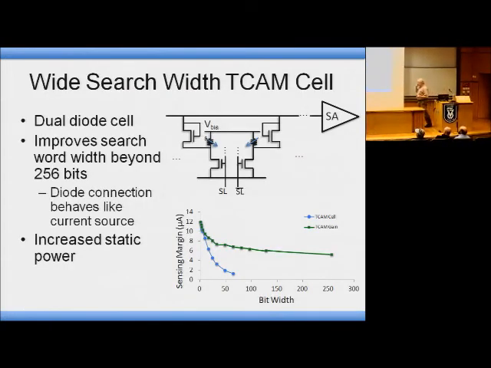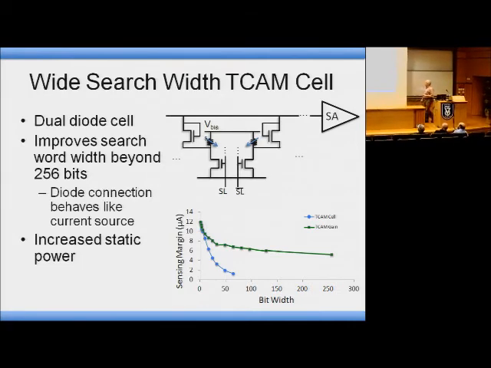And we've actually shown that now we can look at 256 bits using this TCAM structure by integrating some of the back-coupled diode connected gates to provide a very high search environment. It does increase some of the power characteristics again.